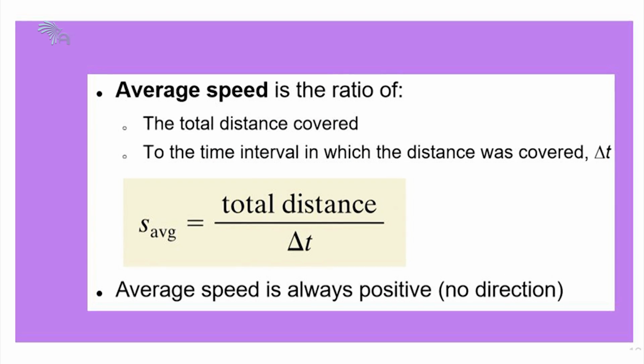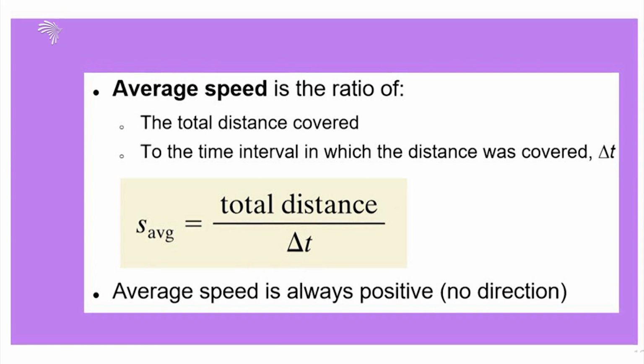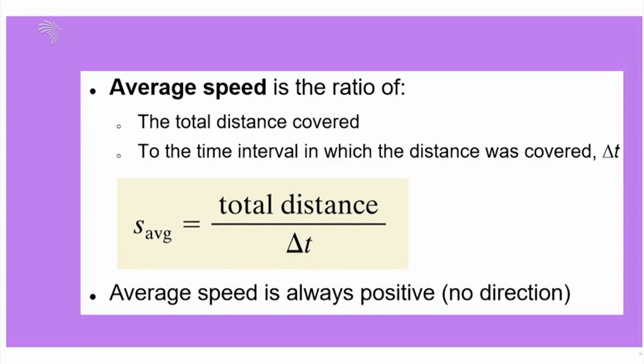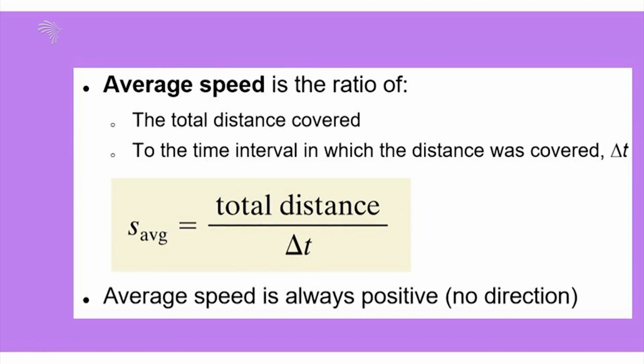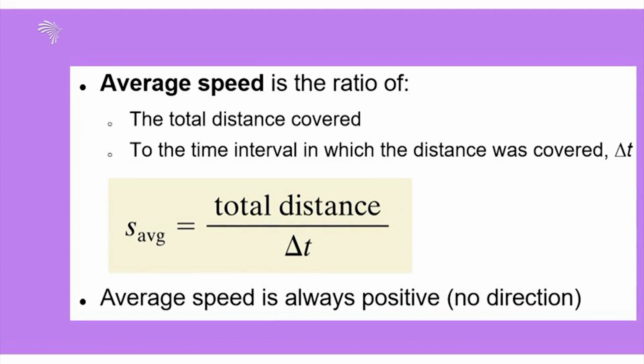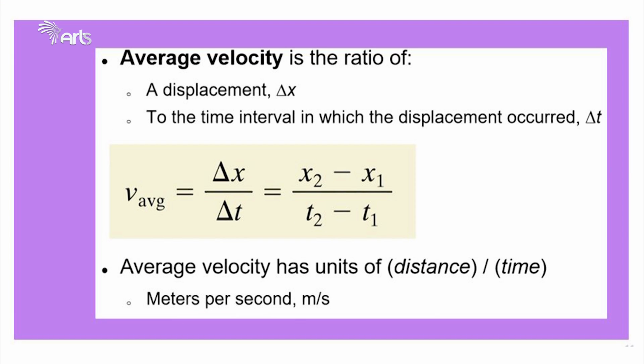Average speed. Speed is defined as the distance traveled divided by the time taken. When we say average speed, it is the total distance traveled divided by the time taken to cover this distance. And since speed is a scalar physical quantity, it has no direction. And the unit of speed or average speed is meter per second.